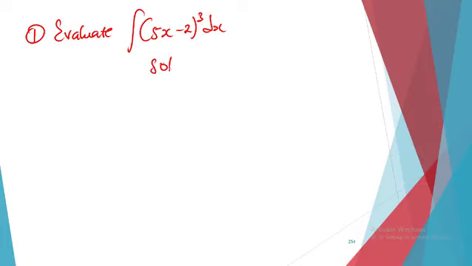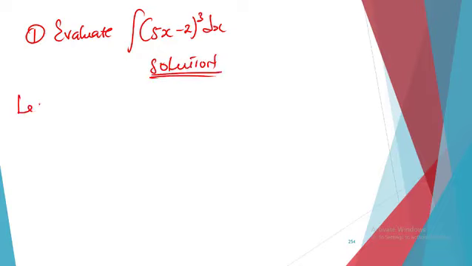If we have a question like evaluate the integral of (5x minus 2) all raised to power 3 dx. Looking at this, someone will get confused because of the power here. Okay, now when something like this happens, you solve using the substitution. Okay, how do we do that? Let us start.